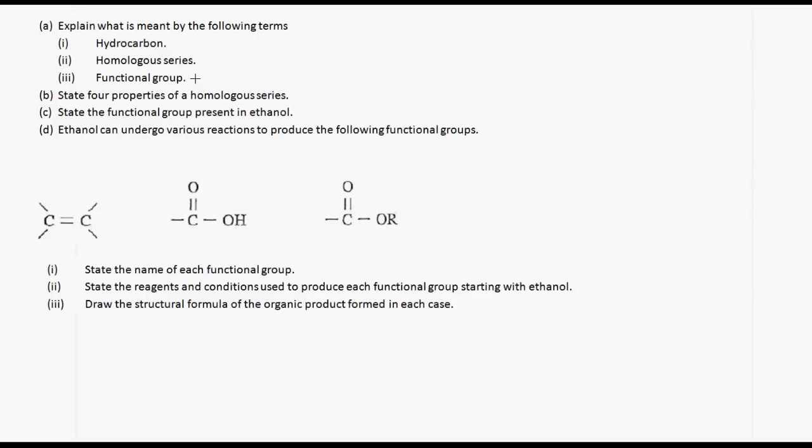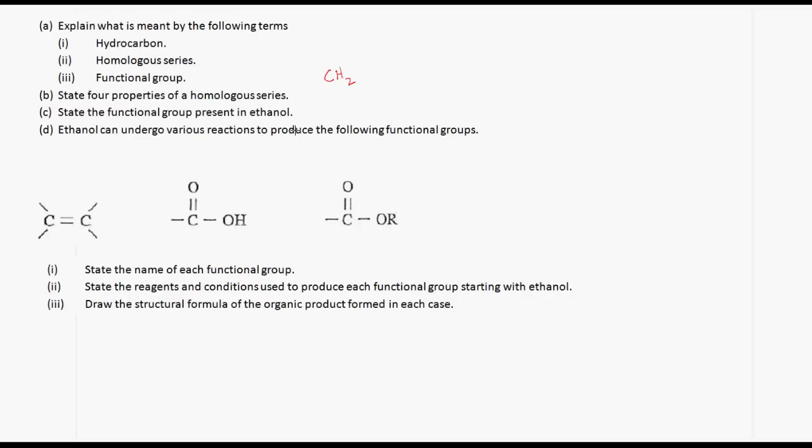A functional group is an atom or group of atoms that determines the chemical properties of a homologous series or the chemical properties of a compound. State 4 properties of a homologous series, and the first property is that they have the same general formula. The second thing is that they differ from each other by CH2. We also know that the physical properties vary as the number of carbon atoms increases, and they all have the same chemical properties because they have the same functional group present.